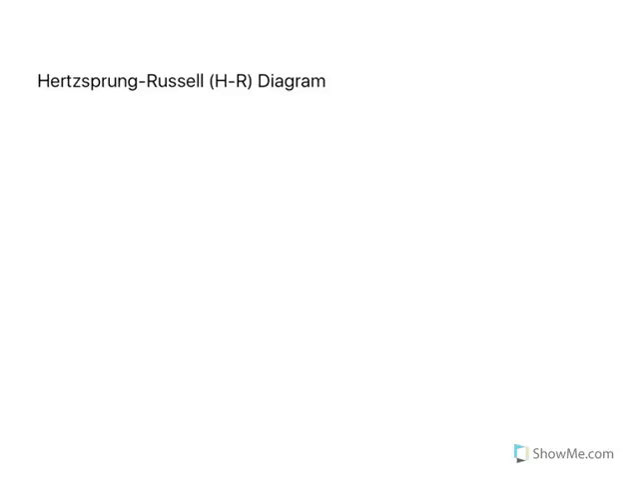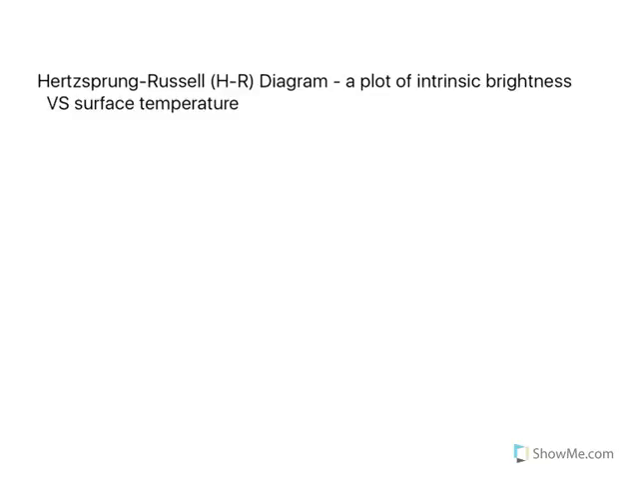In this segment, we're going to talk about the Hertzsprung-Russell diagram, more commonly known as the HR diagram. The HR diagram is a plot of intrinsic brightness versus surface temperature. So what do we mean by intrinsic brightness? Intrinsic brightness, what we mean is luminosity.